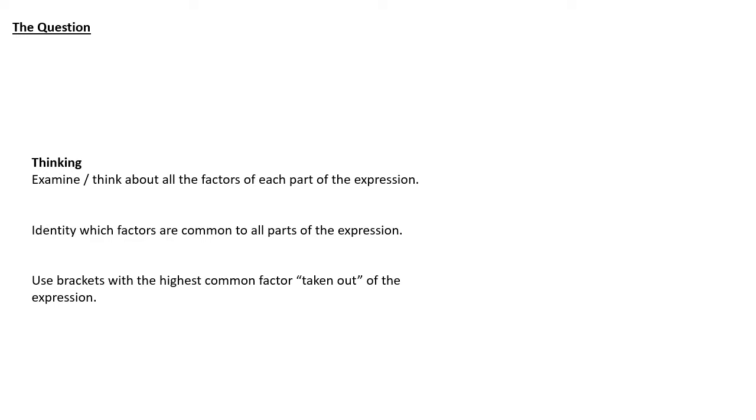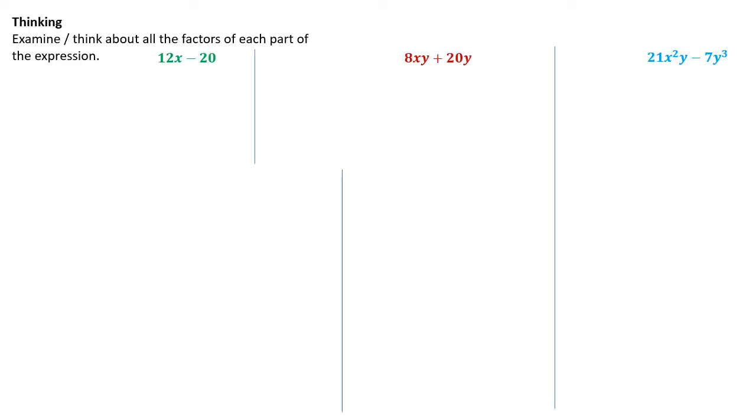We are going to look at all the factors in each part of the expression. We're then going to look at which of those factors are common, so are shared by both parts of the expression. And we're going to use some brackets to take out, if you like, the highest common factor. And then we'll do a little check at the end just to make sure we've got it right by expanding those brackets. So let's have a look at some alternative questions before we tackle that actual exam question.